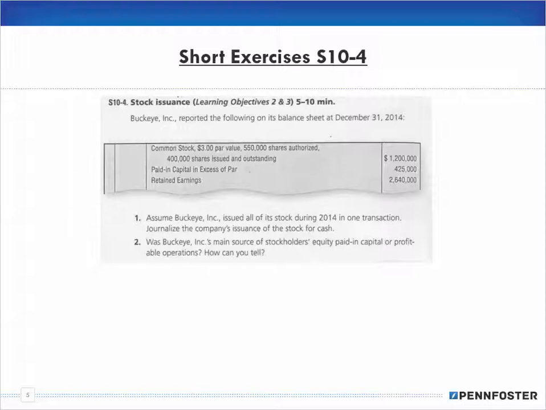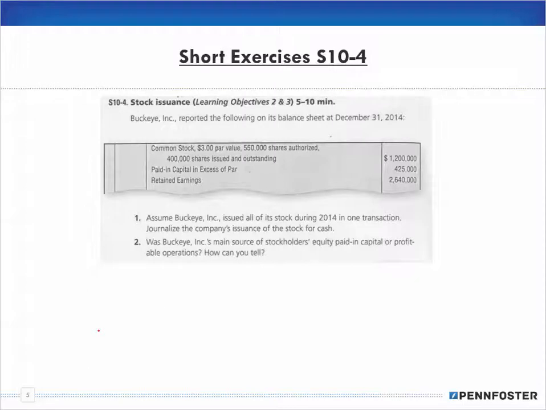So we're picking up where we left off, and I think in this video I'm going to end up doing 10.4 and 10.5, right? Because as I just glanced at it, this looks like a relatively short one. So Buckeye reported the following on the balance sheet at December 31st. So we have common stock, 400,000 shares issued and outstanding, paid in capital in excess of par, and retained earnings. So assume Buckeye issued all of its stock during 2014 in one transaction. Okay, so that's in one, journalize the company's issuance of the stock for cash, right?